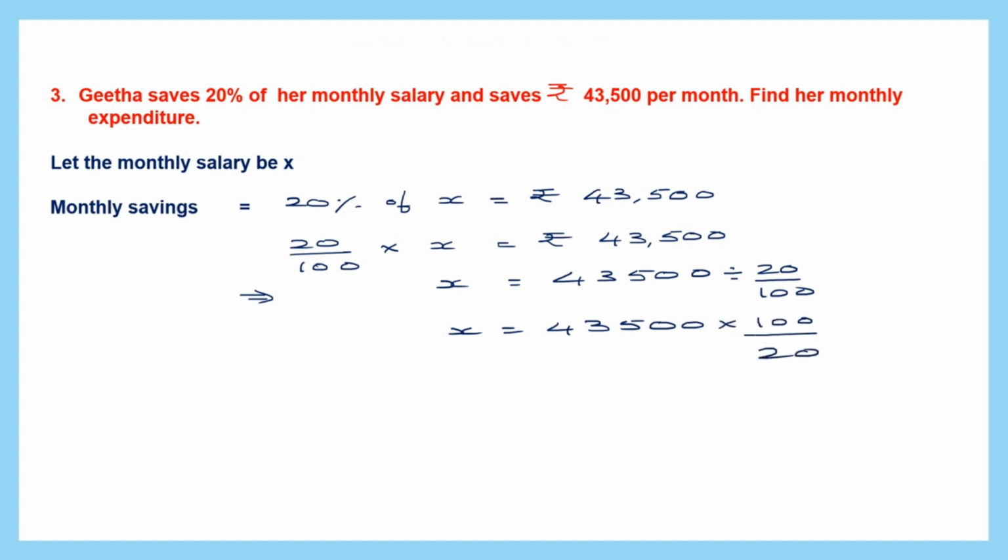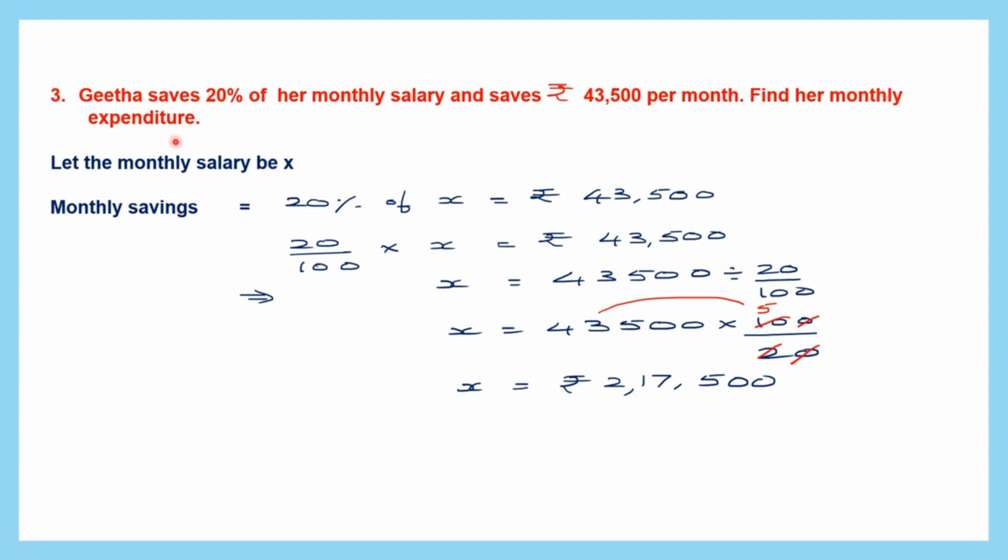So we can calculate this, we can simplify. So I can cancel this, 2 5s are 10. So I just have to multiply 43,500 into 5. So when I multiply, I will get my monthly salary, that is X. And that is rupees 2,17,500. So this is X. And what is X? In the beginning we said let the monthly salary be X. So we found the monthly salary, and that is X.